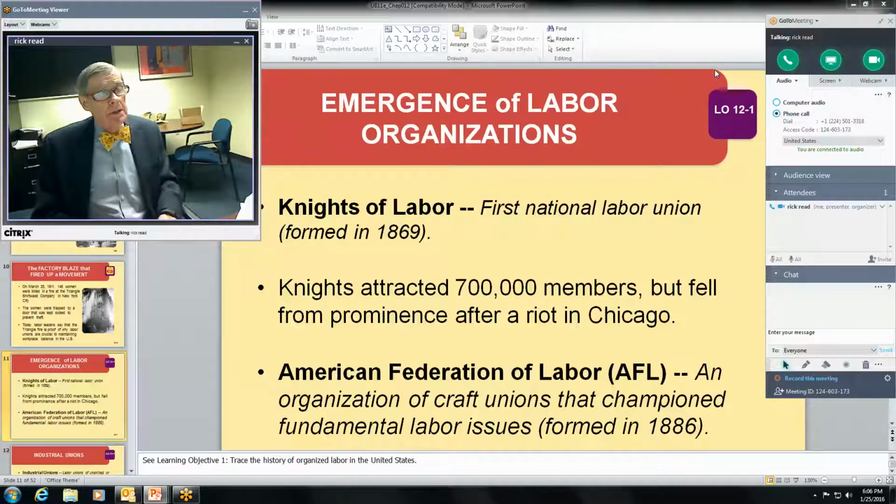The Knights of Labor were succeeded, in a way, though not really, by the American Federation of Labor, which was formed, you see down here, in 1886, and was led for many years by a gentleman by the name of Samuel Gompers. They were into trade, and they were into skilled people.